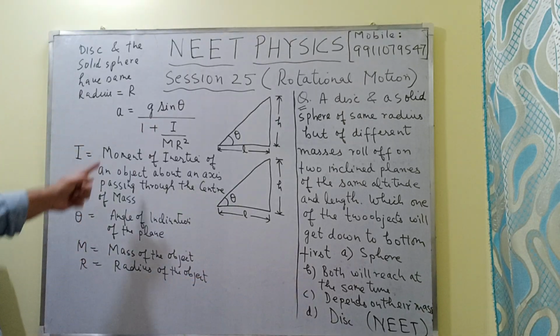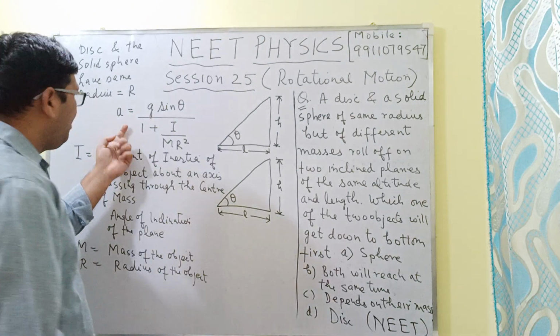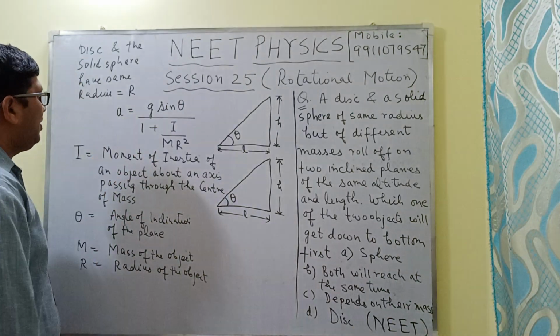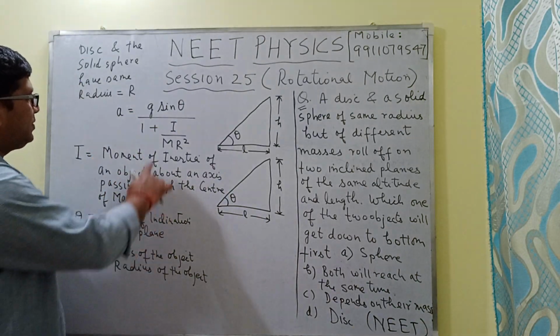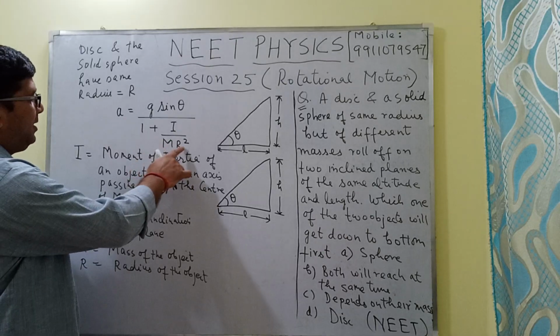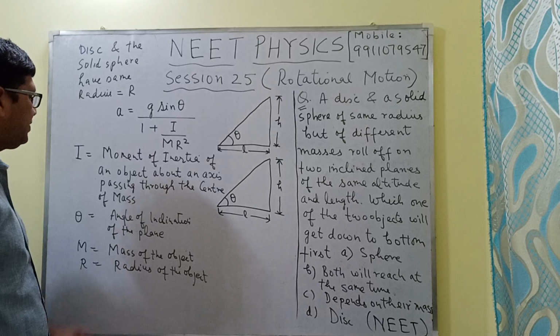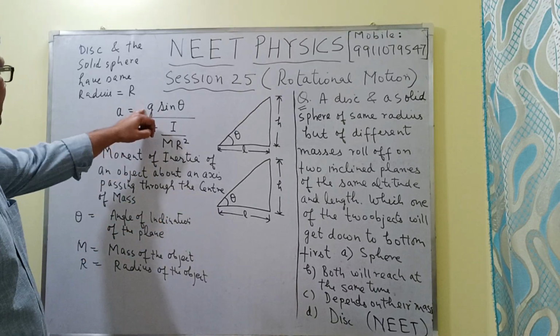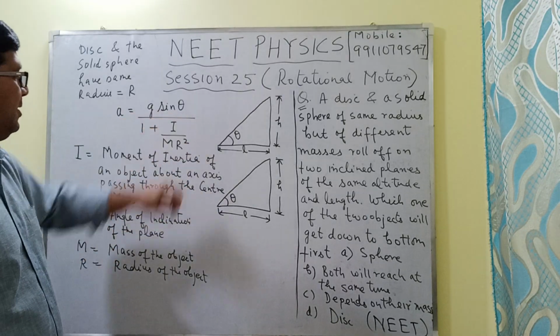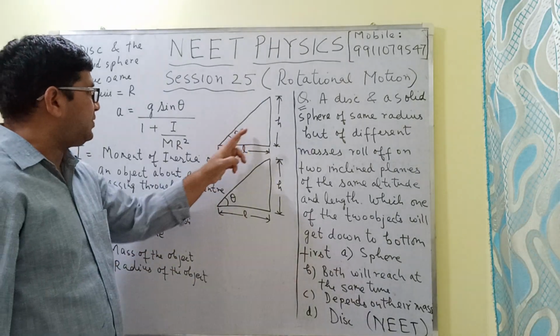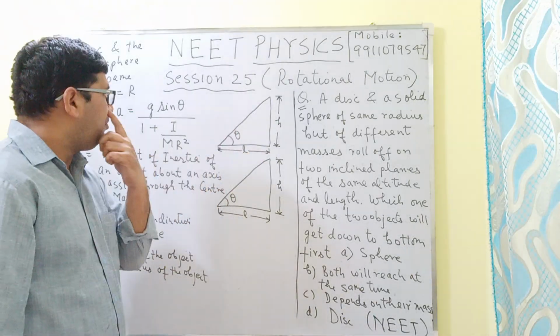Okay, so this is the formula which I will be using to solve this problem. a is equal to g sin theta divided by 1 plus I by m r square, where m is the mass of that object, r is the radius of that object, I is the moment of inertia of that object about an axis passing through the center of mass, g is the acceleration due to gravity, and theta is the angle of inclination of that plane.